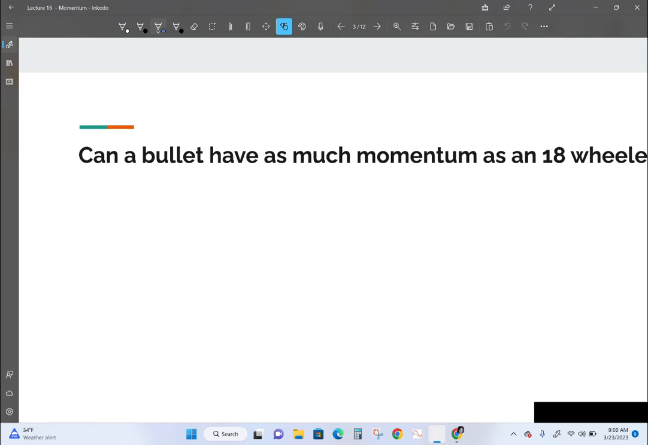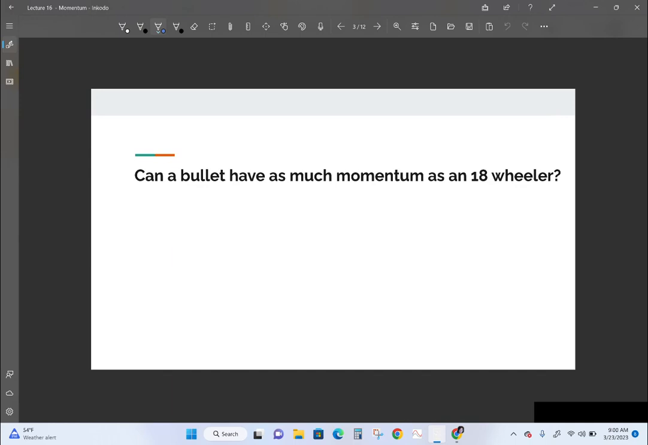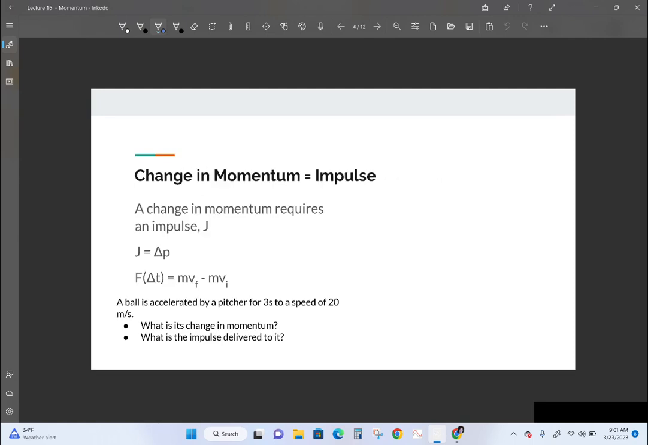So can a bullet have just as much momentum as an 18-wheeler? Heck yeah. Because if the momentum of the bullet is equal to the momentum of the truck, it has a little teeny mass, but a huge velocity. And the truck, on the other hand, has a huge mass and a little teeny velocity. So, yes, they can have the same value for momentum, right? They can be just as dangerous, just as hard to stop or to get started.